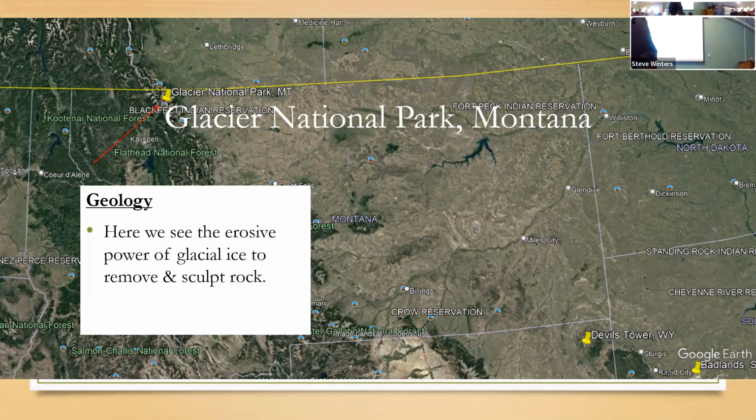Next up is Glacier National Park. We're still in the vans, by the way. We're still driving around. So we're heading up to Glacier National Park. Not so much a mountainous region, but again, an erosional area. This is where we see illustrated the erosive power of glacial ice, water to remove rock and to sculpt rock into Glacier National Park. Really, one of the most beautiful national parks in the country.